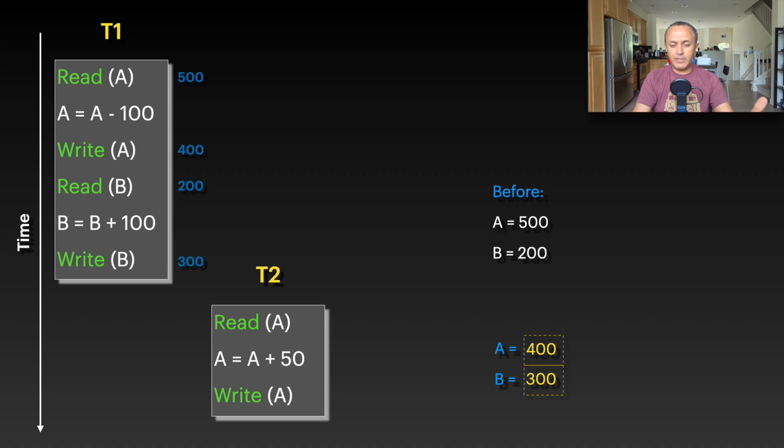Now T1 is going to commit. So these two values are now committed values. T2 is going to start. It's going to read A, which is 400, add 50 to that, and then write the new value, 450. And then they commit. So now the final results are A equals 450, B equals 300.